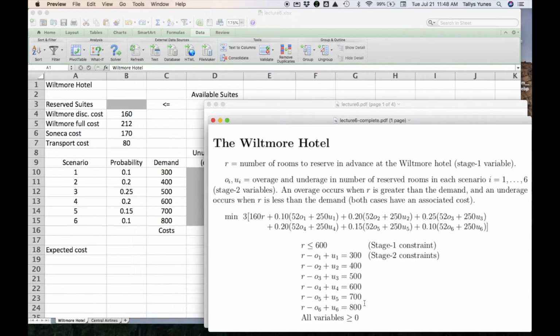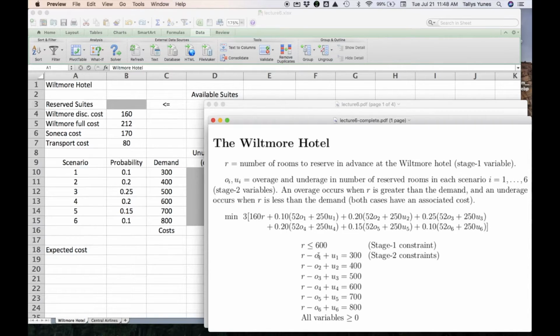Now, how do we make the objective function, which I mentioned is that expectation calculation? Well, it goes like this. Forget about this 3 here for now. The today cost, the cost that happens no matter what tomorrow is, is essentially how many suites you pre-booked, the number R, times 160 per suite.